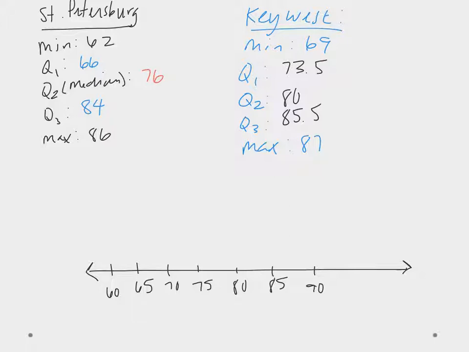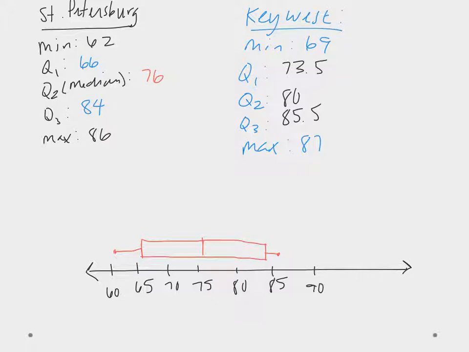All right, so for St. Petersburg, I'll do in pink. So the minimum is 62, so it's about here. The max is 86, so it's about here. Quartile 1 is 66, so that's where you start to draw a box. The median is 76, so that's about here. And 84 is about here. Okay, and let's see, do we want to label? Yeah, you should probably label, but we don't have to.